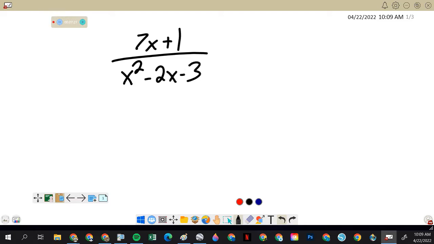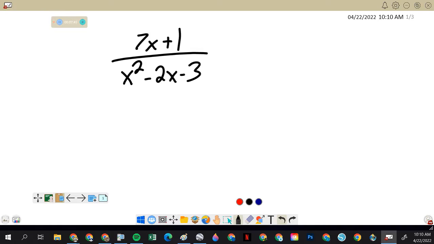Okay. So we're going to start with something easy. We're going to start with 7x minus 1 over x squared minus 2x minus 3. Okay? This rational expression was created using fractions, and those fractions were in simplest form. So what could those fractions have been?